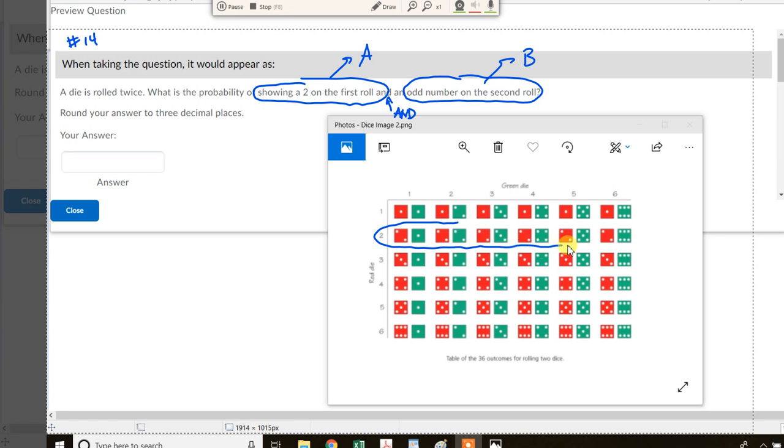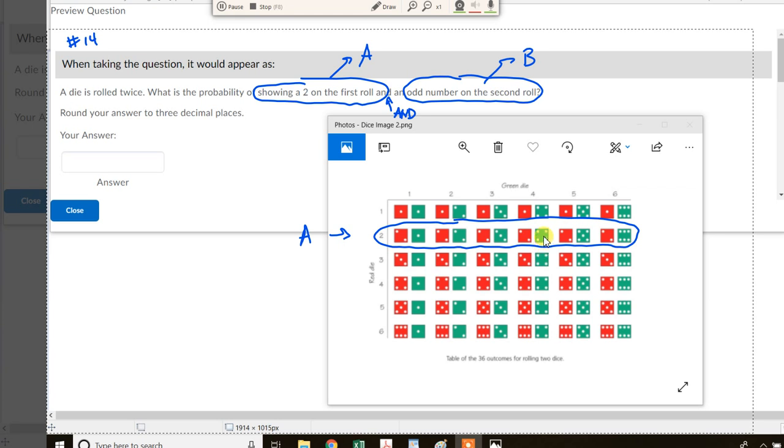Would be a 2 on the first roll. Roll a 2, then a 1, or roll a 2, then a 2, or a 2, then a 3, 2, then a 4, 2, then a 5, or 2, then a 6. All of these would be 2 on the first roll. So that's my event A, this collection of outcomes. There's 6 outcomes in event A. Each pair of die, each pair of pictures is one outcome, okay? Because we're rolling a pair of die. So this is one outcome, another outcome. There's 36 possible combinations. So there's 36 possible outcomes here.